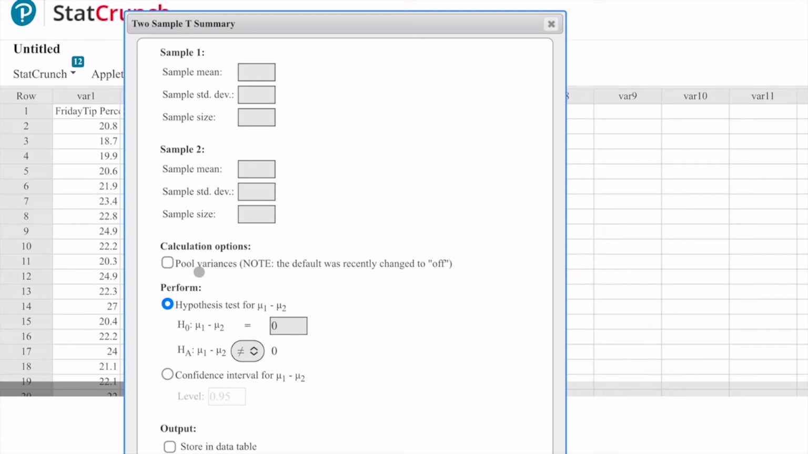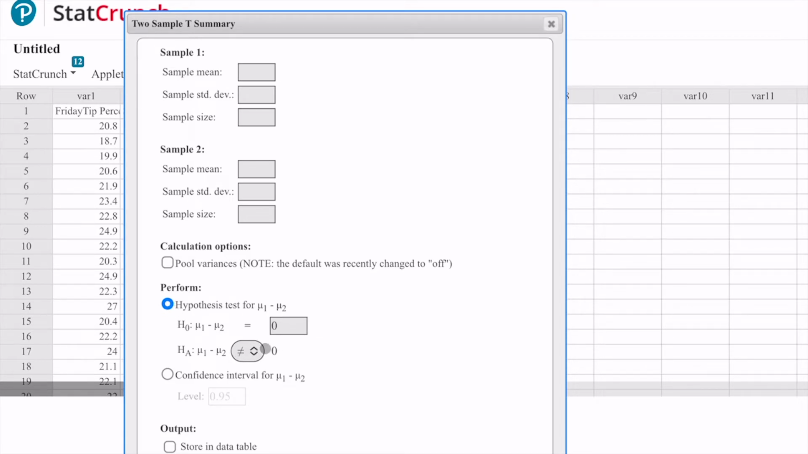We are not going to pool variances for this. I know we've talked about pooling a little bit in this course, but never pool variances. It's okay to not pool the variances. And then we're going to perform a hypothesis test, and then we put in the correct value.